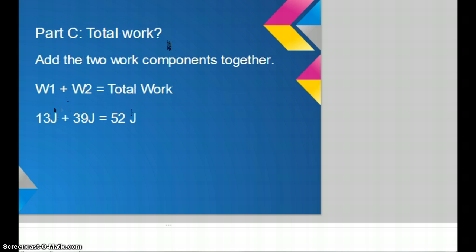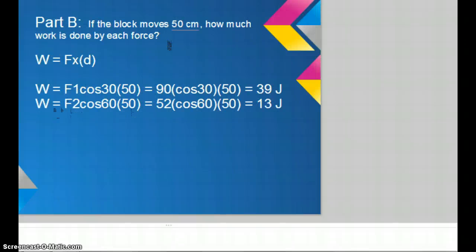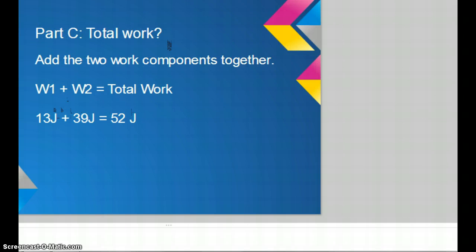And lastly, we need to know the total work. So all we have to do is add the components of the work forces as we solved for in the last part, and we get 52 joules, which is the total work done by these two forces.